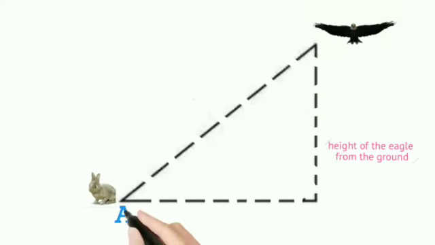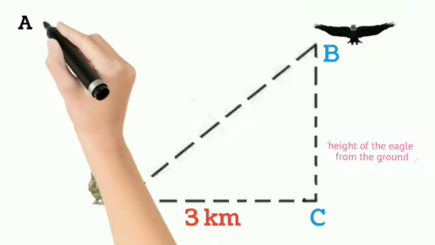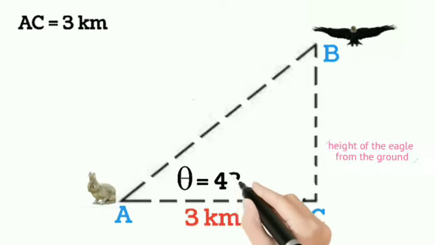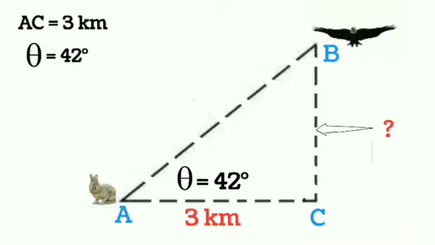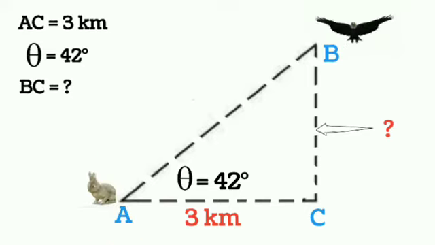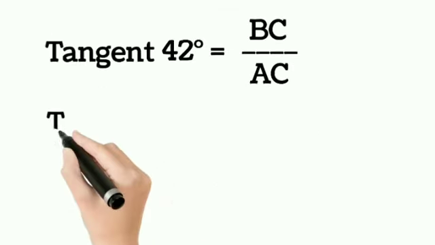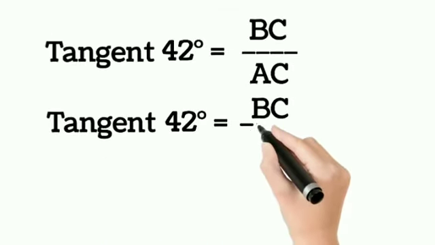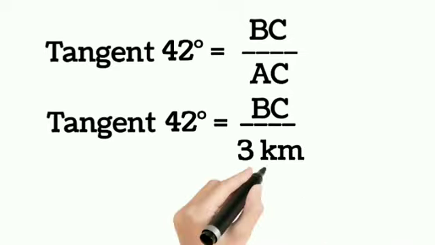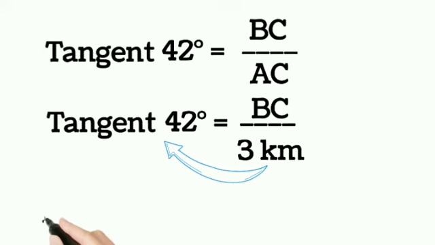The horizontal distance AC from the eagle to the rabbit is equal to 3 kilometers with a line of sight from the rabbit to the eagle having an angle of elevation of 42 degrees. Since the unknown height of the eagle from the ground is BC, the equation will be tangent 42 degrees is equal to BC divided by AC. Thus, tangent 42 degrees is equal to BC divided by 3 kilometers. To solve the value of BC, multiply 3 kilometers by tangent 42 degrees.